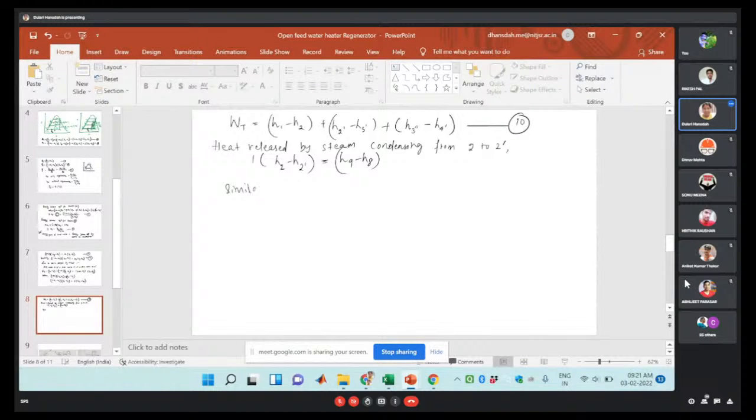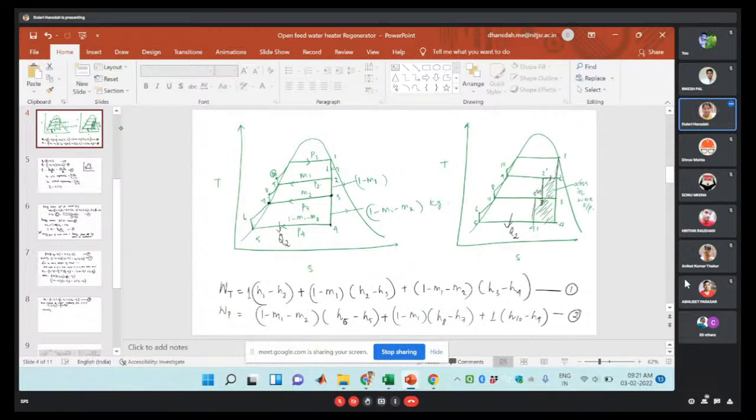Similarly, we can write down for the other point. This is the cycle we are considering: 1 to 2 dash, 3 dash, 3 double dash, 4 dash. So here we can say the heat released by the steam condensing from the point 3 dash to 3 double dash is utilized to heat the feed water from the point 6 to 7. Whatever heat the steam releases while condensing from here to here is used to heat the feed water.